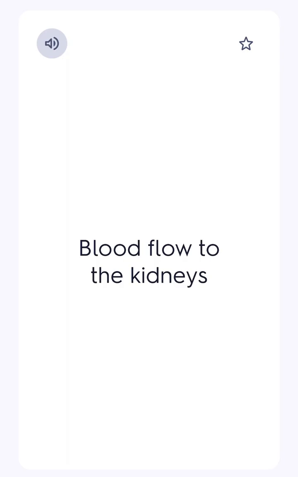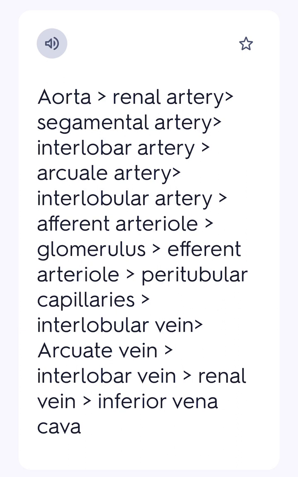Blood flow to the kidneys. Aorta > renal artery > segmental artery > interlobar artery > arcuate artery > interlobular artery > afferent arteriole > glomerulus > efferent arteriole > peritubular capillaries > interlobular vein > arcuate vein > interlobar vein > renal vein > inferior vena cava.